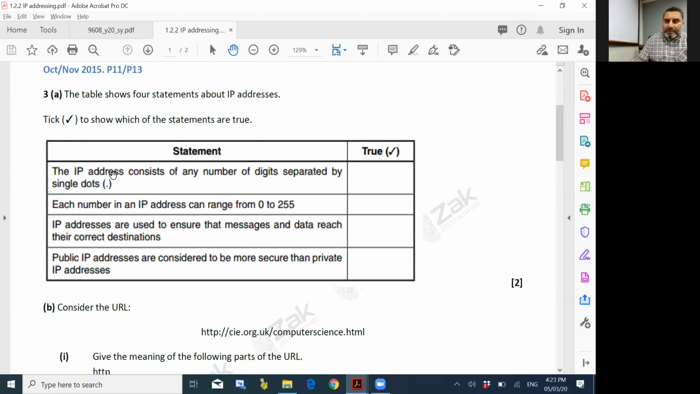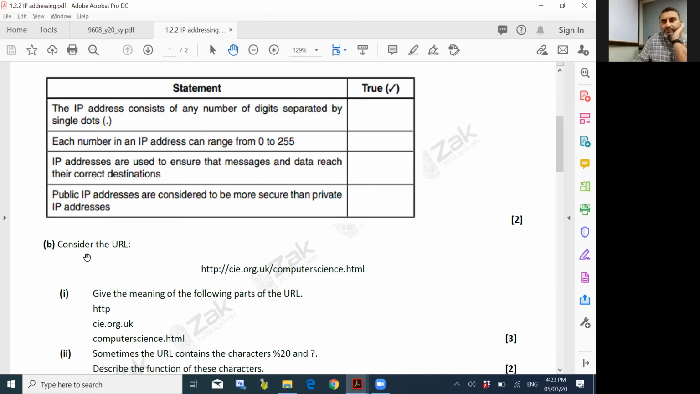So the IP address consists of any number of digits separated by dots. That's false. Each number in an IP address can range from 0 to 255. This is IP version 4, so this is true. IP addresses are used to ensure that messages and data reach their correct destination. That's true as well. Public IP addresses are considered to be more secure than private. That is false.